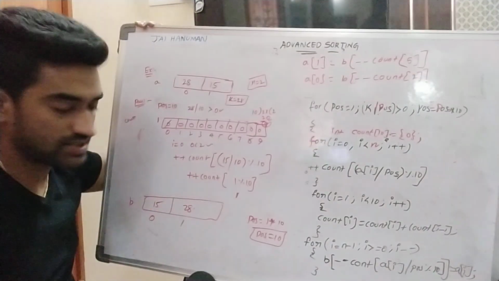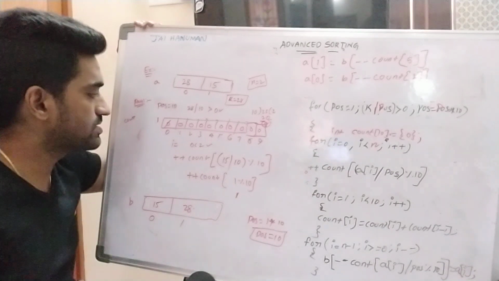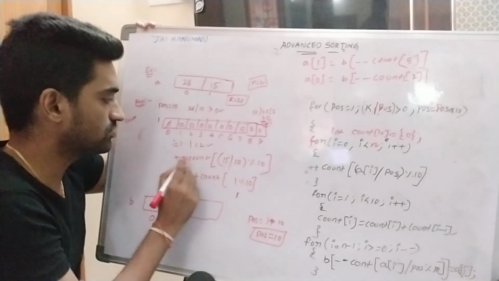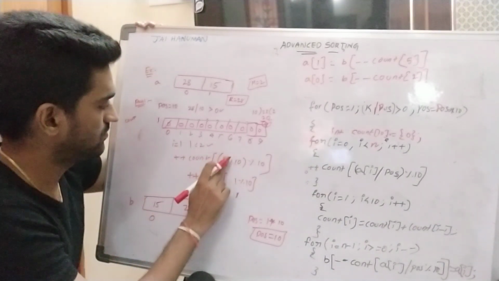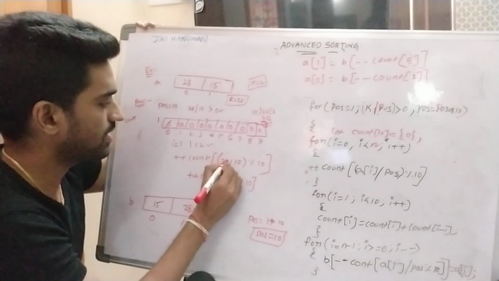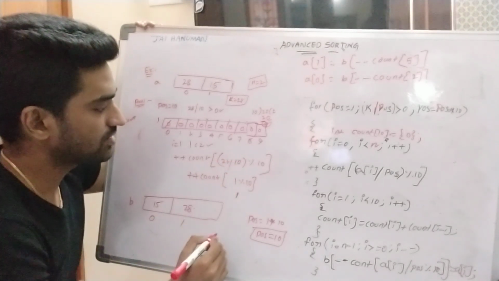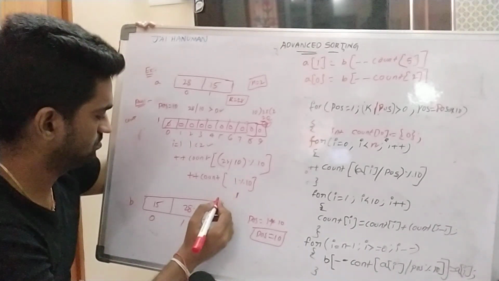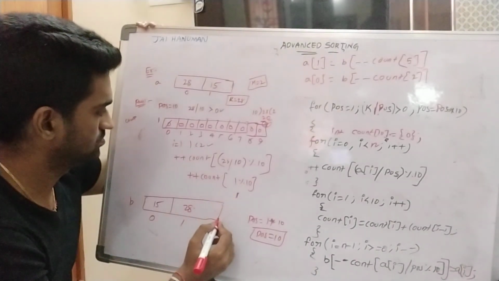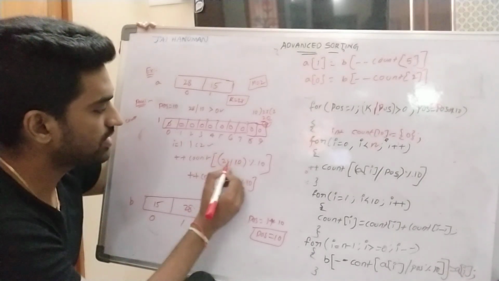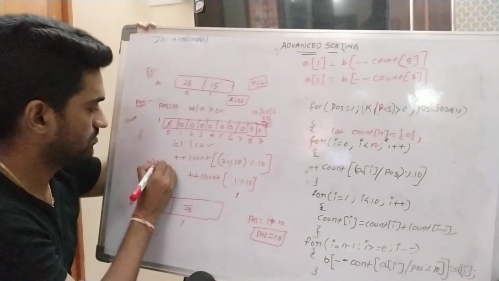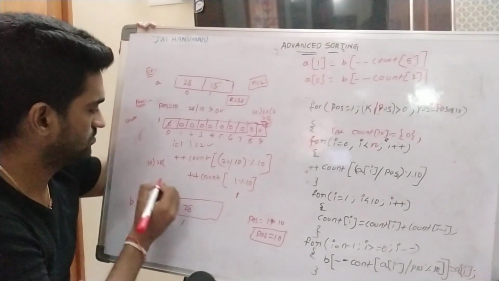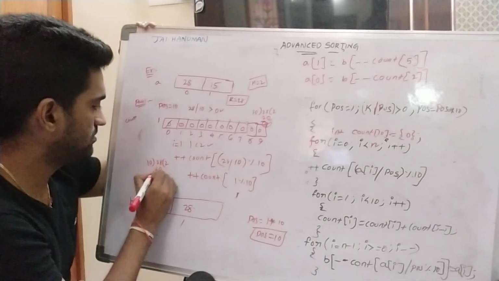Right? After completion of this, I is incremented by 1. So I is equal to 1, and 1 is less than 2. So count of A of 1 is 28. So 28 by 10, I think it is 2. So 28 by 10, 10 twos are 20.